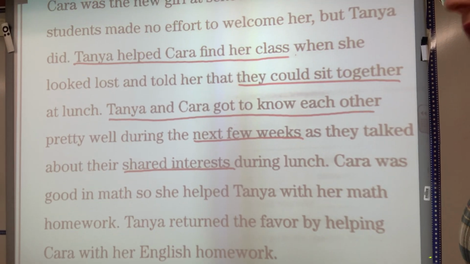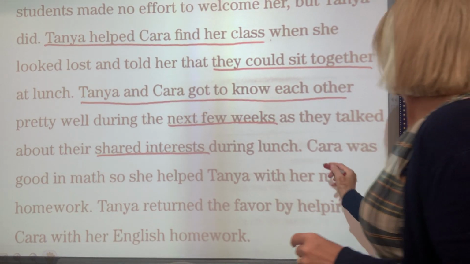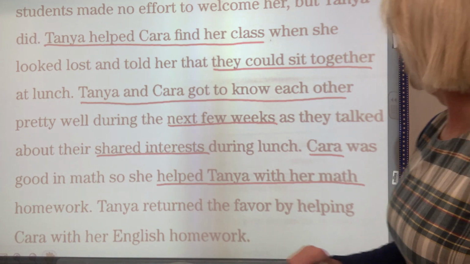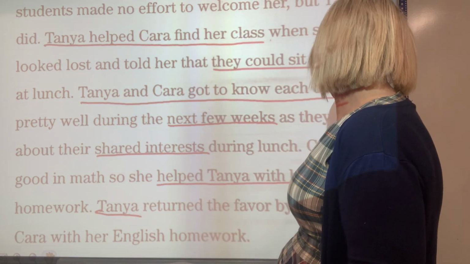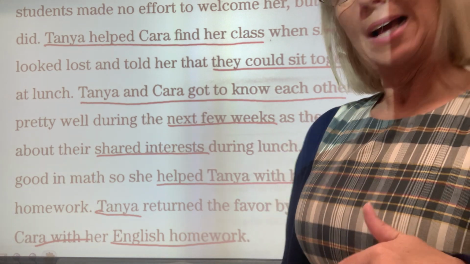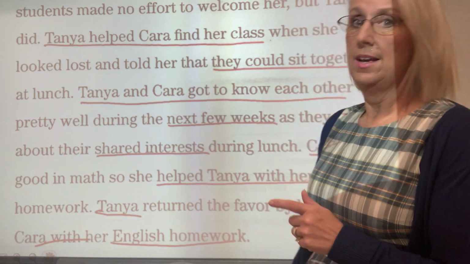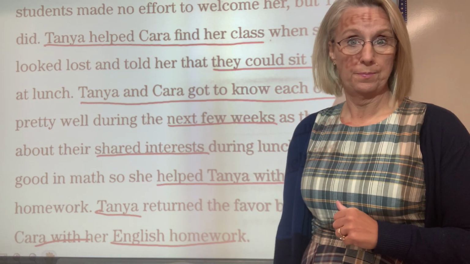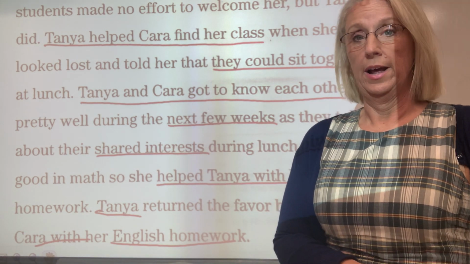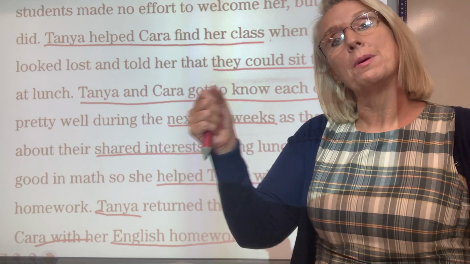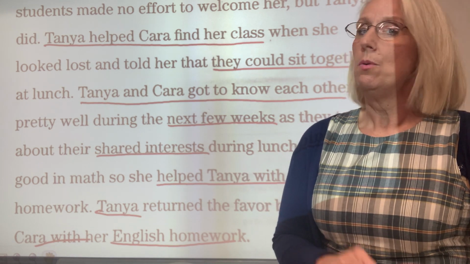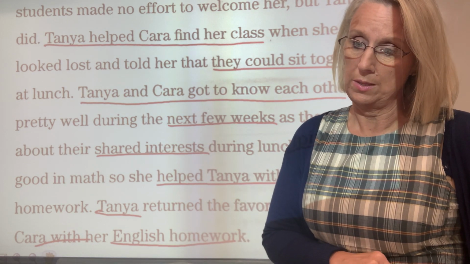Let's go a little further. Kara was good in math, so we're going to say Kara helped Tanya with her math homework. And then it says Tanya returned the favor. Tanya was helping Kara with her English homework. So repeated ideas is nothing more than the evidence that supports this particular theme of friendship. So when we talk about the lengthy version of that, looking for repeated ideas in the story, we're looking for repeated pieces of evidence that will support what your theme is. Okay, what is the evidence that supports it? How do we know that's what took place?